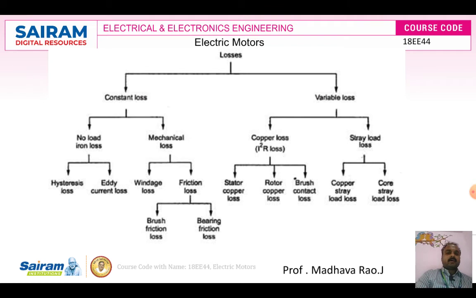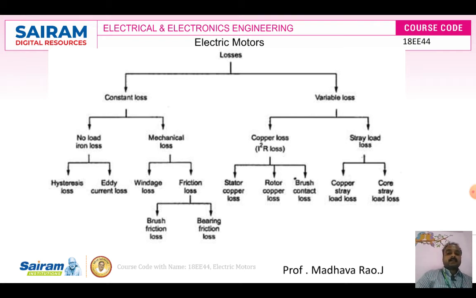So this is the loss structure format: constant losses and variable losses. Constant losses are the iron loss or core loss. Variable losses are the copper losses. Irrespective of load, iron losses are always constant, and copper losses vary with respect to load. When the load varies, copper losses also vary.